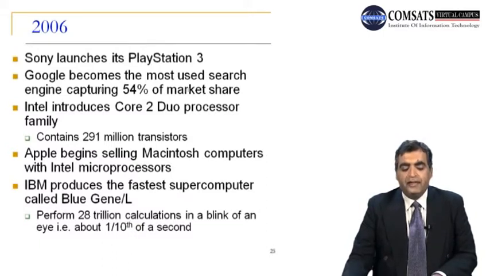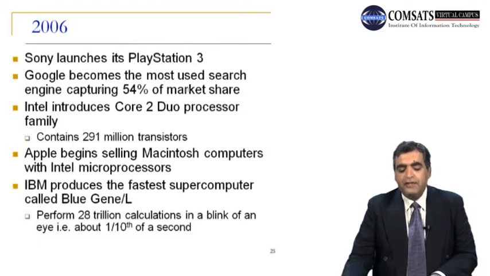The Core 2 Duo processor contains 291 million transistors on a single chip. The heat was too much, so you need to add fans with the processor to dissipate the heat generated by the processor during calculation and its operations. Apple begins selling the Macintosh computers with Intel microprocessors. So now it becomes IBM PC compatible, and it's easy to transport software from the Windows environment to the Apple Mac environment.